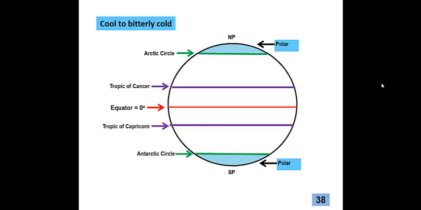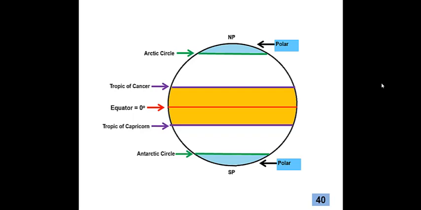Okay, or polar climate zones. The weather patterns that we see here are cool to bitterly cold. It looks a lot like this, right? Pretty desolate, not a whole lot going on. In terms of human environment interaction, we see very little human environment interaction in the polar climate zones.